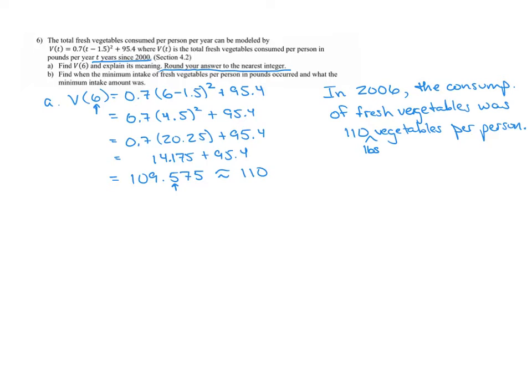Okay, for part B, we want to know when the minimum intake of fresh vegetables per person in pounds occurred and what the minimum intake amount was. So this is going to be our vertex. Remember our vertex, we want to change the sign of the inside number. So this is going to be 1.5. We keep the outside number. It is going to be 95.4.